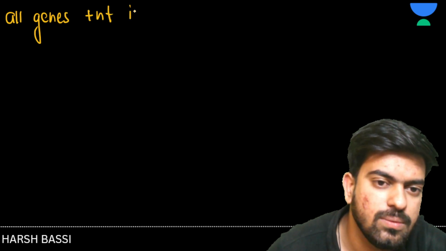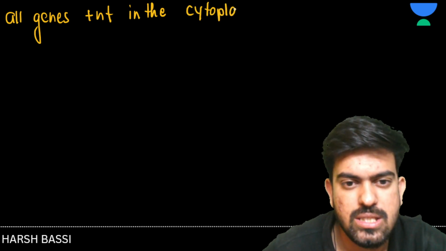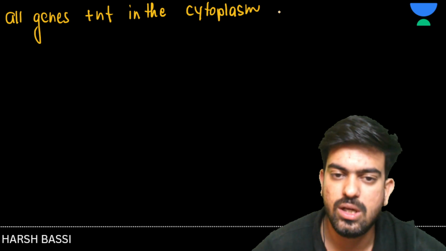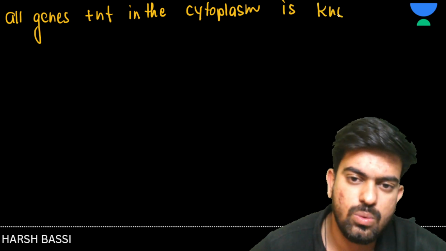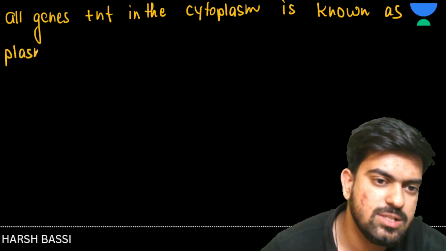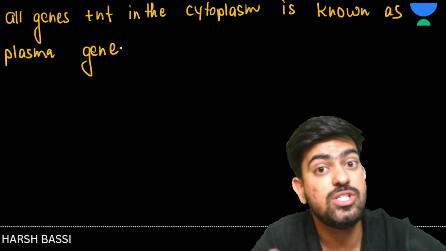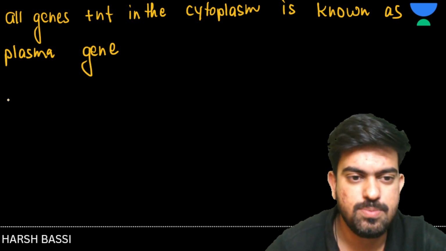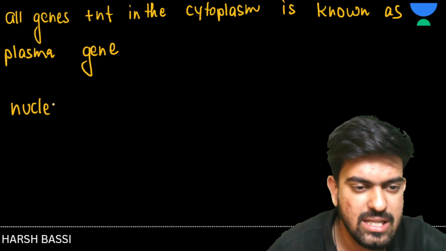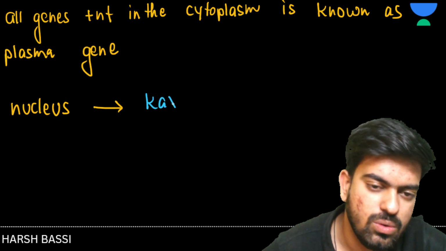So you can write here: all genes present in the cytoplasm are known as plasma genes. Clear to everyone? Great. And what are the genes present in the nucleus called? Genes present in the nucleus are called karyogenes.